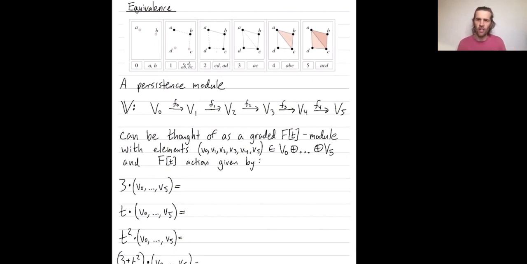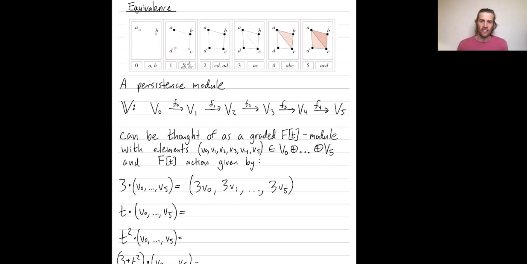V0 is an element in a vector space, capital V0, a vector space over field F. And since 3 is an element of my field F, I can act on this element in the vector space. So 3 acts on this element by sending it to 3v0, 3v1, all the way up to 3v5.